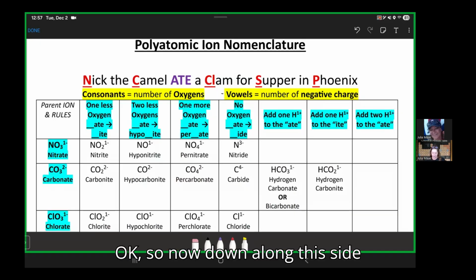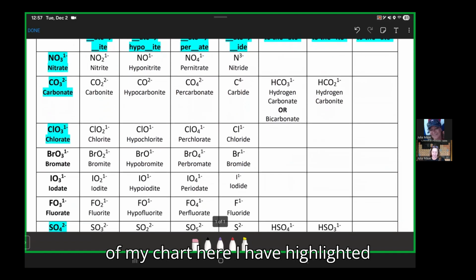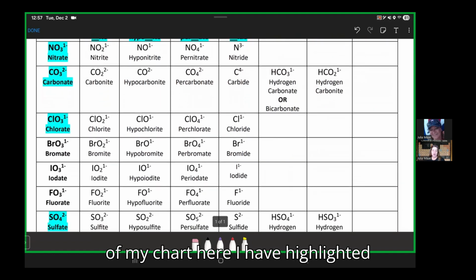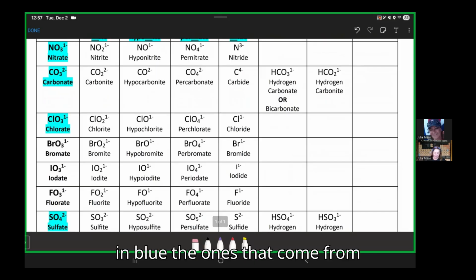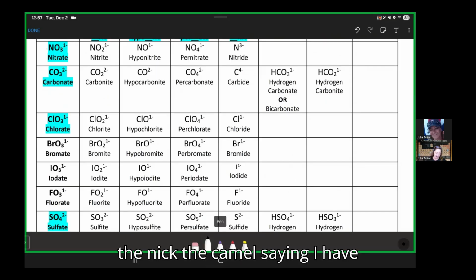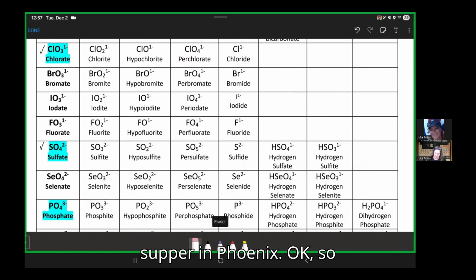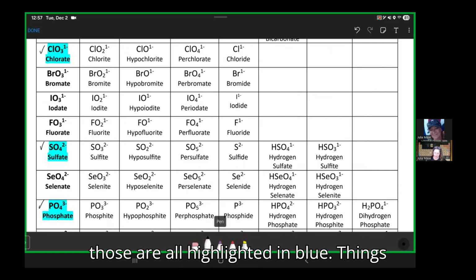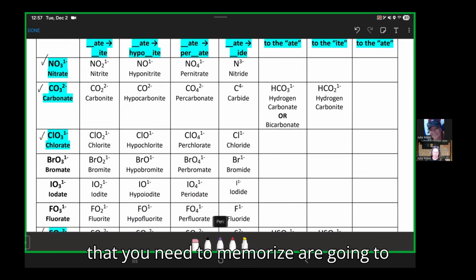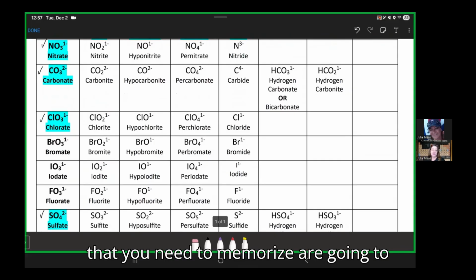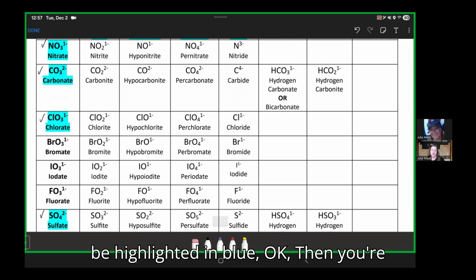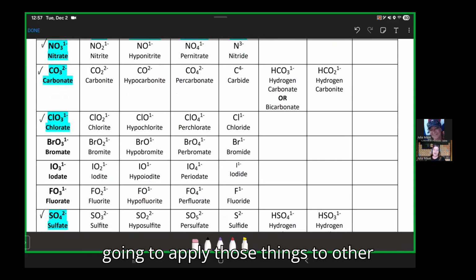Okay, so now down along this side of my chart here, I have highlighted in blue the ones that come from the Nick the Camel saying. Nick the camel ate a clam for supper in Phoenix. Those are all highlighted in blue. Things that you need to memorize are going to be highlighted in blue. Then you're going to apply those things to other ions.